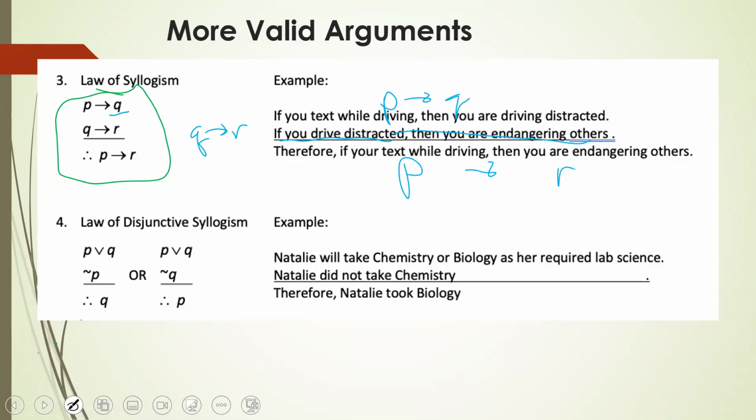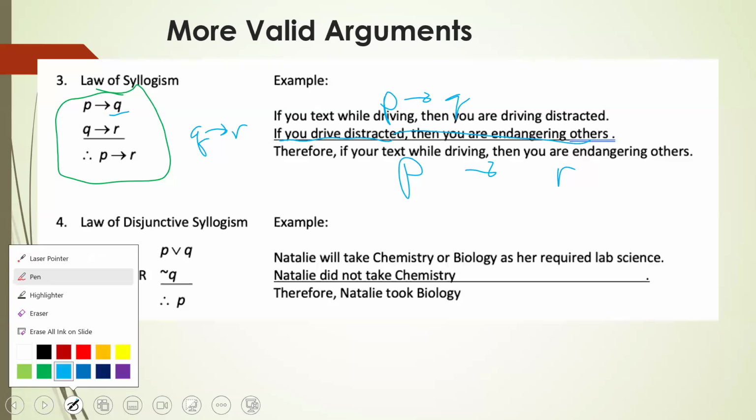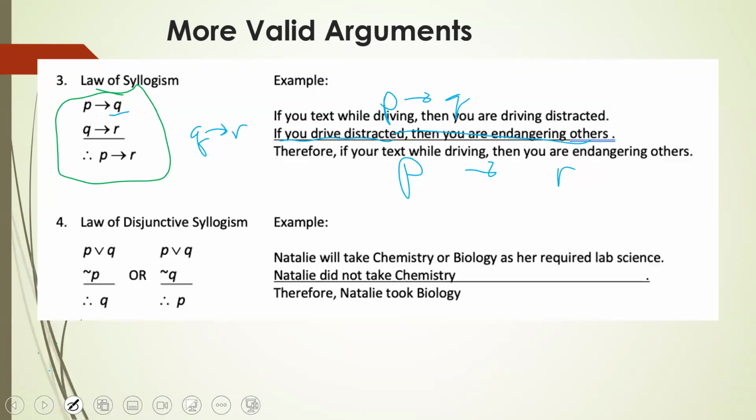And then finally is our law of disjunctive syllogism. You'll see here that we have two forms of this. We're really just changing the second premise in each. For both, we start with the statement P or Q being true, so a disjunction. And then for the second part, we assume that one part of that is not true, so maybe not P or not Q.